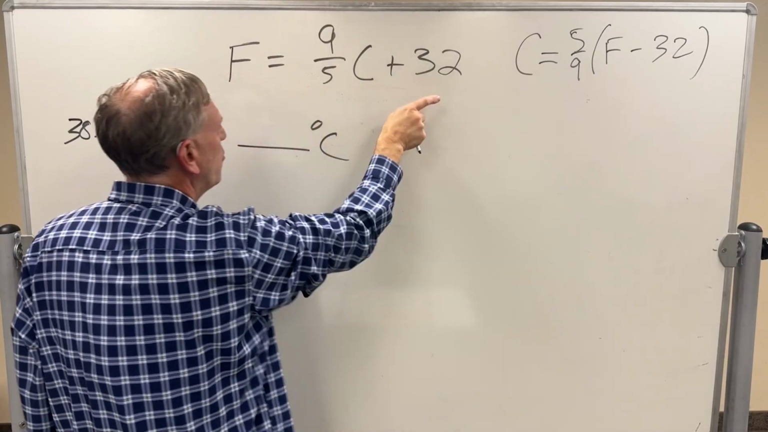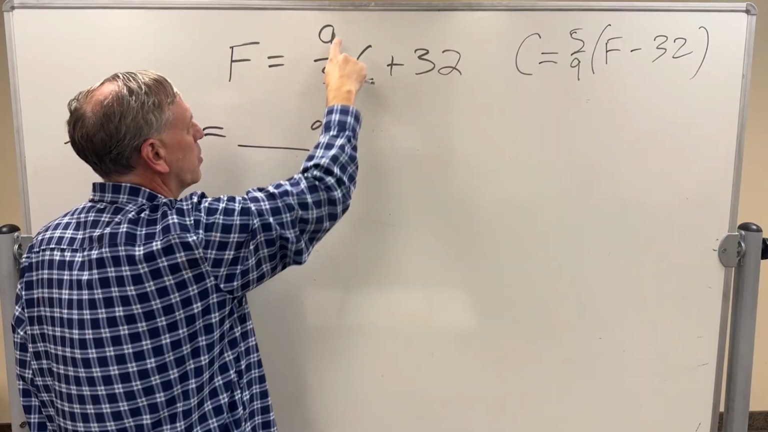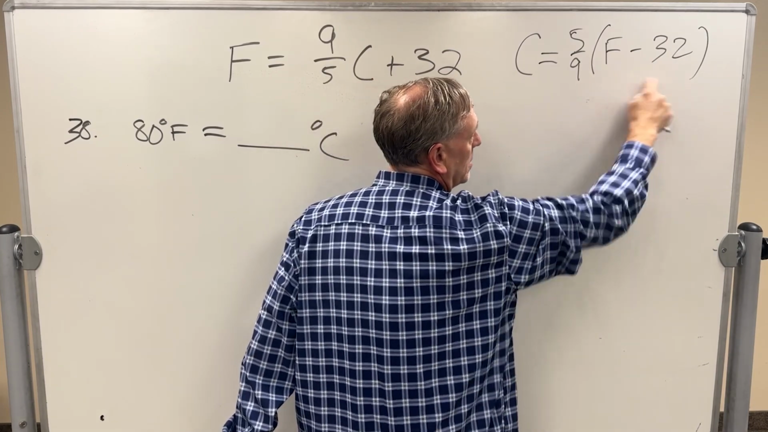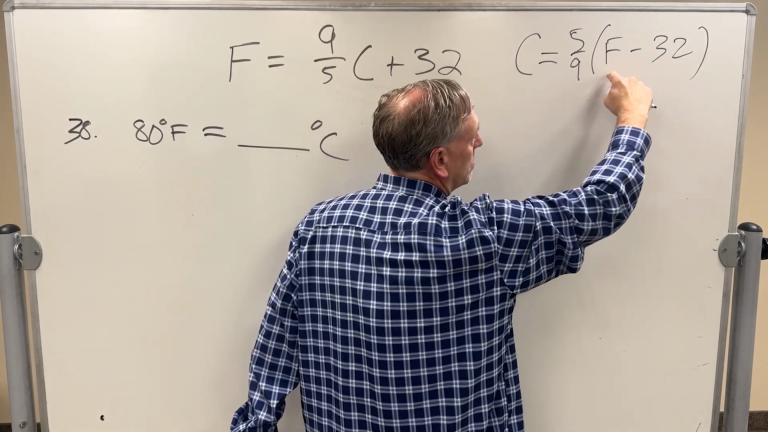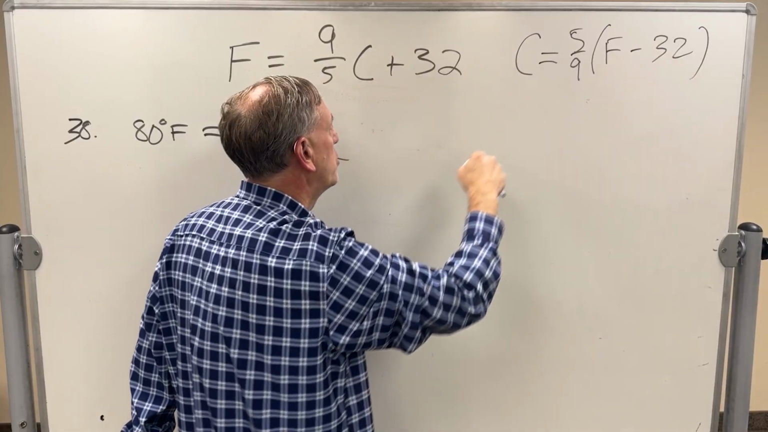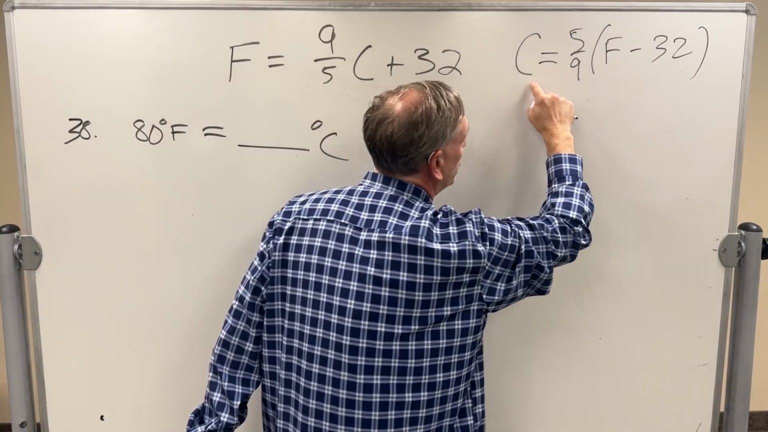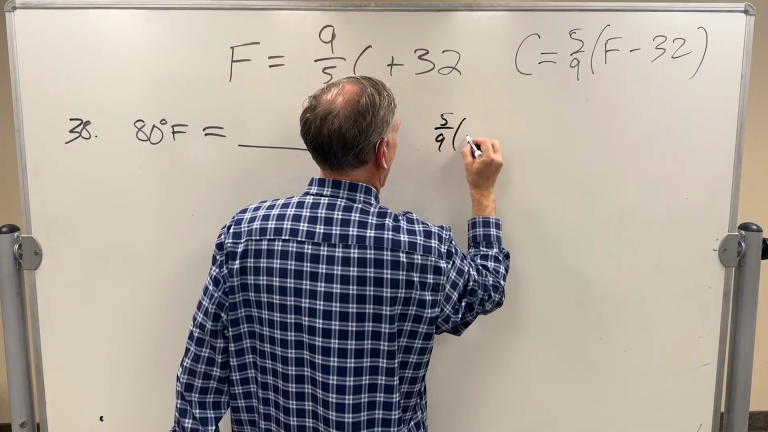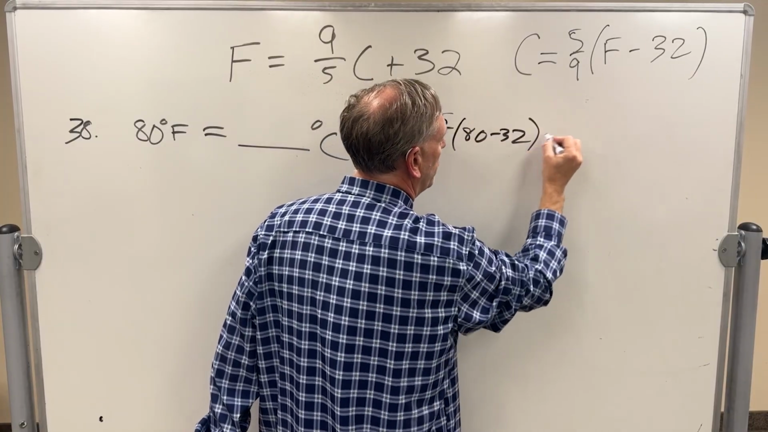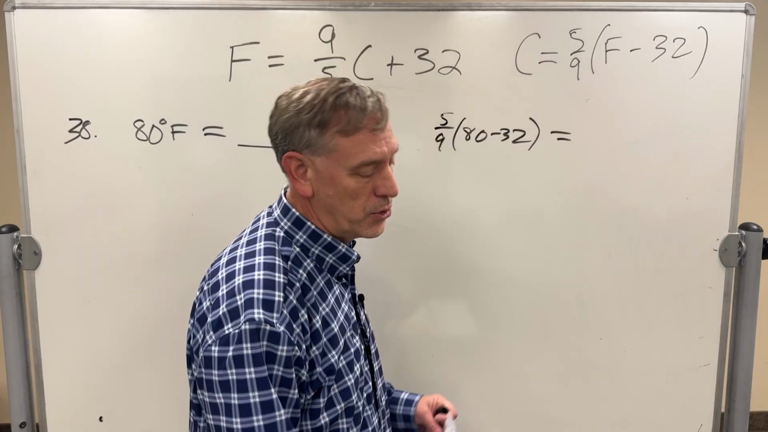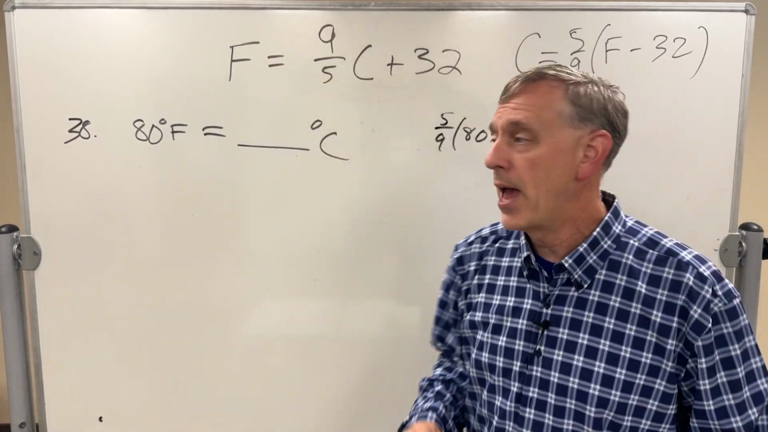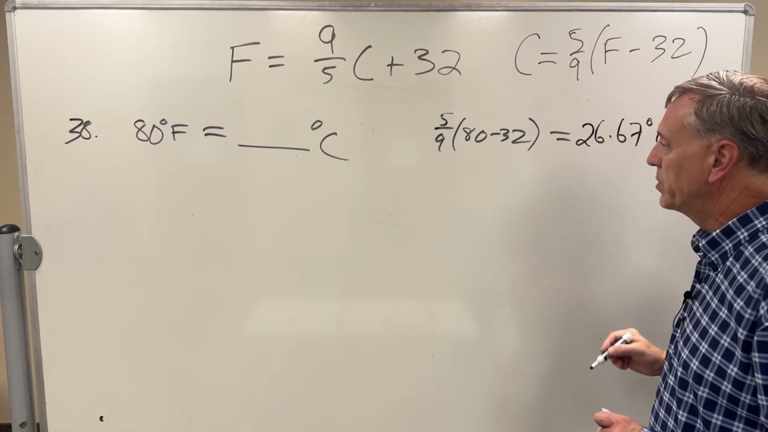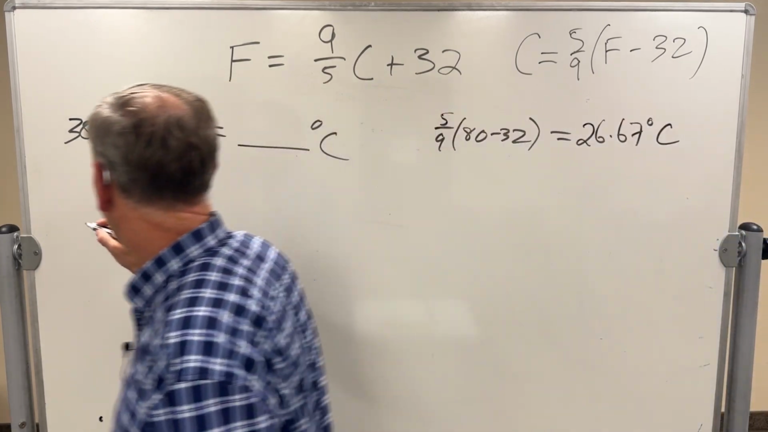I could subtract 32 from both sides. I get F minus 32 equals 9/5 C. Multiply through by 5/9. I get 5 over 9 times this subtraction, Fahrenheit minus 32. So if we're going to find Celsius, we go to this formula. I need this formula. So this is 5 over 9 times 80 minus 32. And you're going to put it in your calculator. You're not going to do this by hand. And you'll find out that this equals 26.67 degrees Celsius.